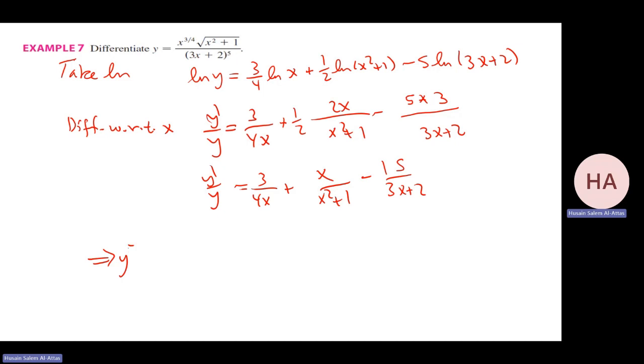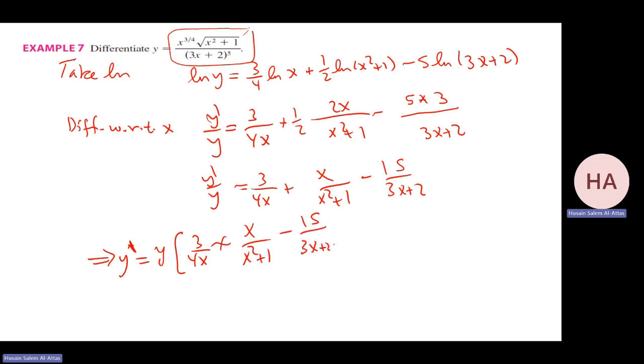So that means y prime is y, which is all of this, x to the power 3 over 4. Let me write it as y, because I need to simplify this now. Times 3 over 4x, or I can leave it like this, plus x over (x squared plus 1) minus 15 over (3x plus 2). And you can leave it like this, and plug in y. You can simplify, or you can leave it, depending on the answer, I mean, like finding a common factor and so on.